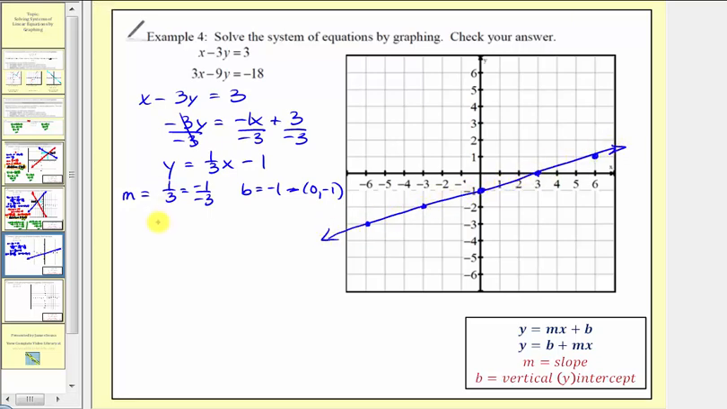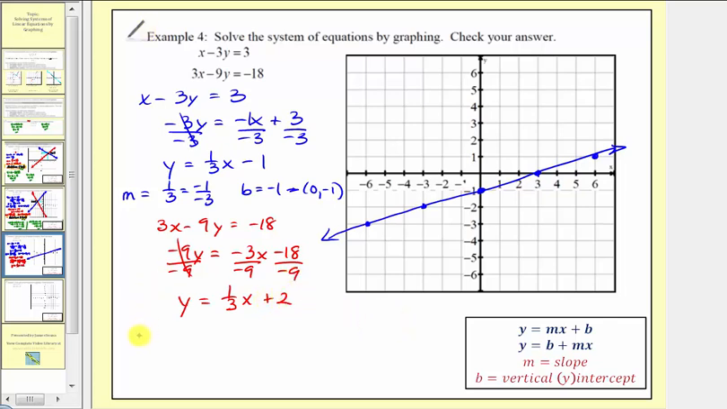Our second equation, we have 3x minus 9y equals negative 18. So we'll go ahead and solve for y. So we'll subtract 3x on both sides. So we'd have negative 9y equals negative 18 minus 3x, or negative 3x minus 18. Dividing both sides by negative 9. Simplifying, we have y equals negative 3 over negative 9 simplifies to positive 1/3, so we have 1/3 x. And this simplifies to positive 2, so we have plus 2.